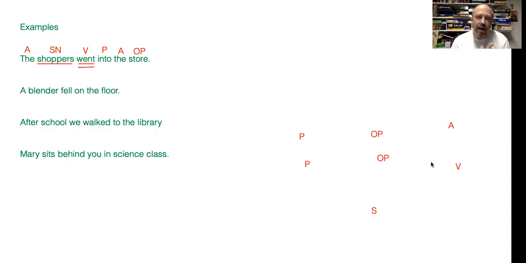I can move them around. After school, we walked to the library. Let us move to identify prepositions first. After is a preposition. After what? After school. To is a preposition. To what? To the library. Now, what's the verb? Well, the verb is walked. Walked is an action, definitely verb. All right. Who walked? We walked.